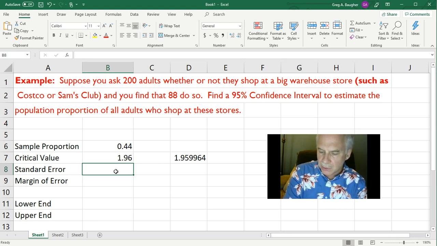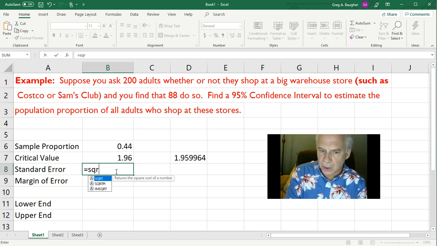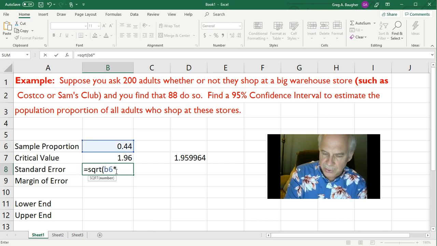Now your standard error is that square root of p hat q hat divided by n thing. So you go equals SQRT parentheses. Now you got to go p hat. Now p hat is located in cell B6. So B6 times, you're going to use an asterisk for that, parentheses 1 minus B6.